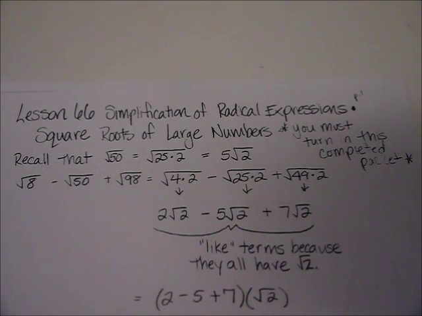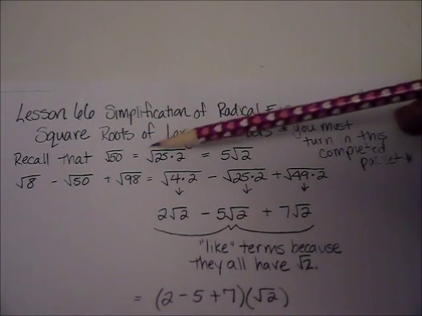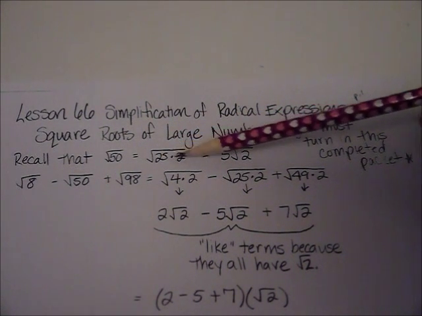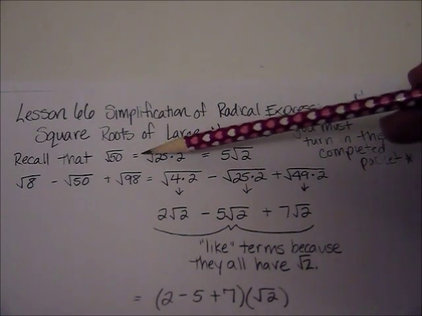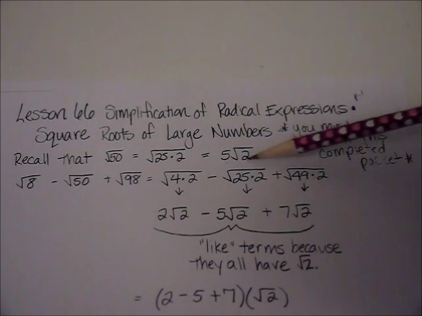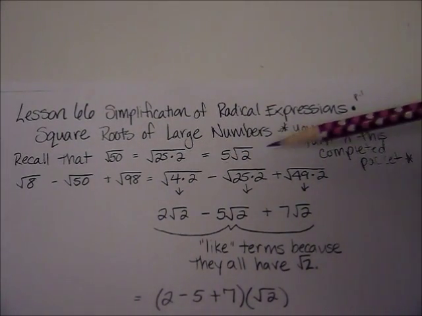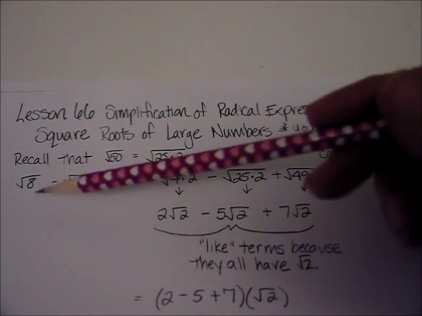Okay, we're going to look at it. It says, recall that the square root of 50 can be simplified into the square root of 25 times 2. And then 25 is one of our nice perfect squares. So it can come out. Pull out the square root of 25, which is 5, and we're left with root 2. There's your review.